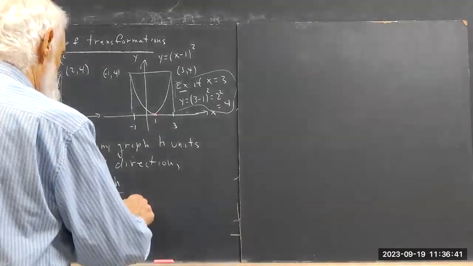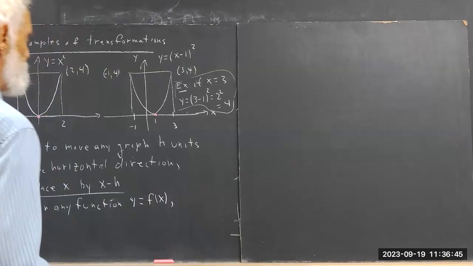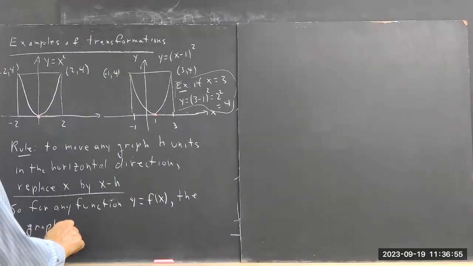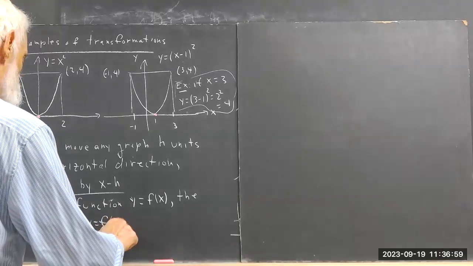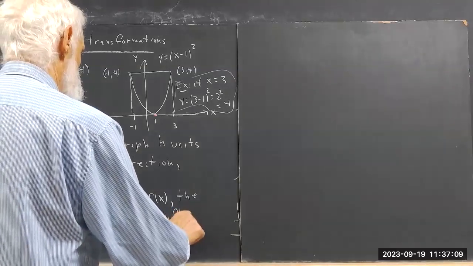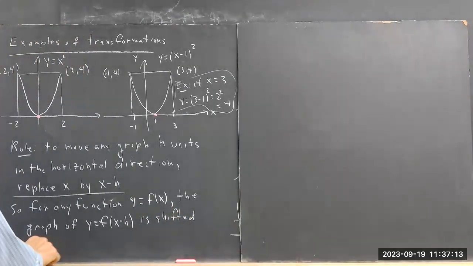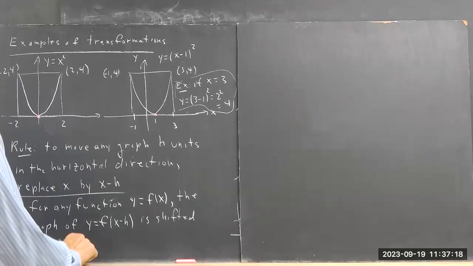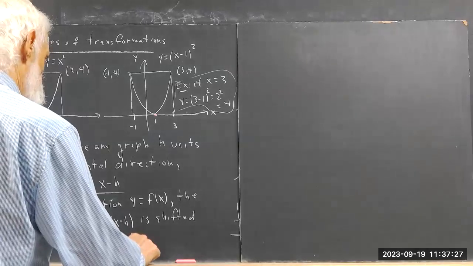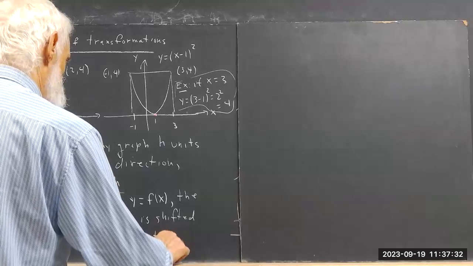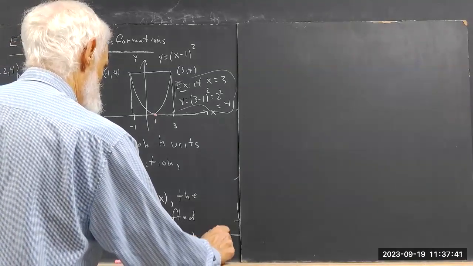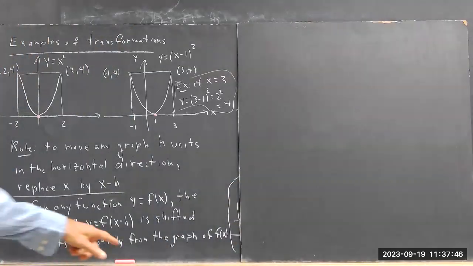For any function y equals f of x, the graph of y equals f of x minus h is the graph of f of x shifted h units horizontally.